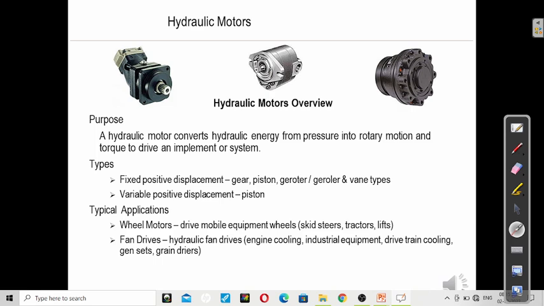The main advantage of fixed positive displacement is that it has very good efficiency compared to other types of motors. The variable positive displacement also has good efficiency. These are all very good examples of hydraulic motors.